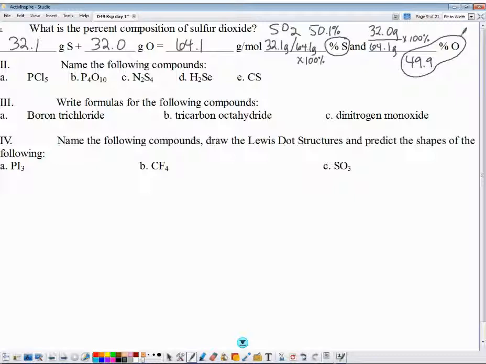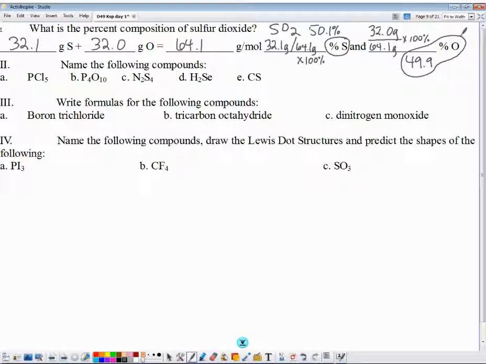And the reason I said this one's about a 50-50 is because one of them is 50.1% and the other one is 49.9%. It's almost 50-50, right? Okay, but that's only because they each contributed about 32 grams to the whole mass of 64. So each of them are about half. That's why I can say that one's 50-50. It's percent by mass. That's why you have to have the periodic table to get those values.